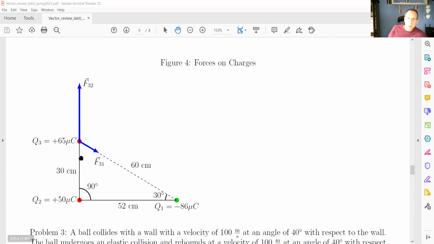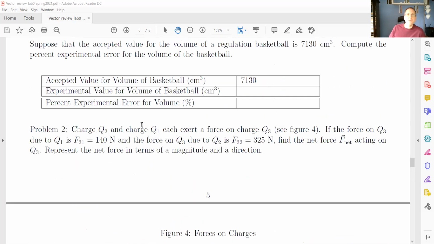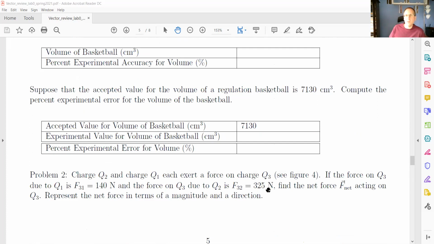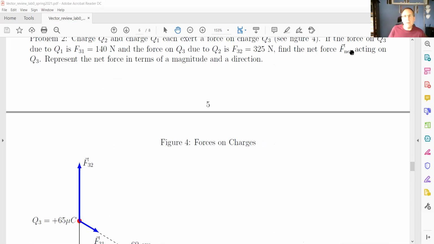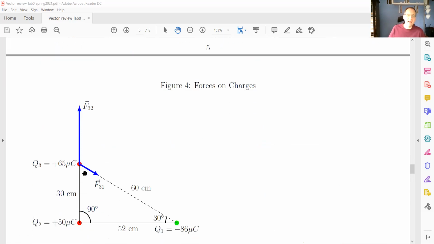Then charge Q2 exerts a force on charge Q3 in this direction. They're like charges, so they repel. So this is the force on 3 again, right? On 3 by 2. And we know the direction is straight up, and we know the magnitude, it's 325 newtons. So all I want you to do is find the net force acting on charge 3 here. So basically, I want you to add F31 and F32, add those two forces together.